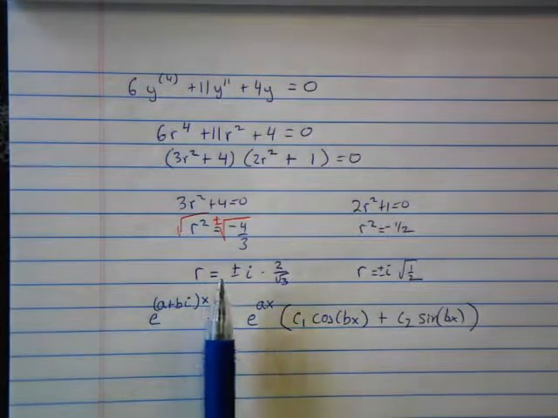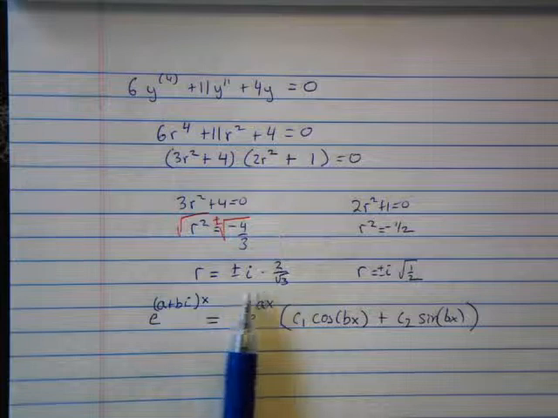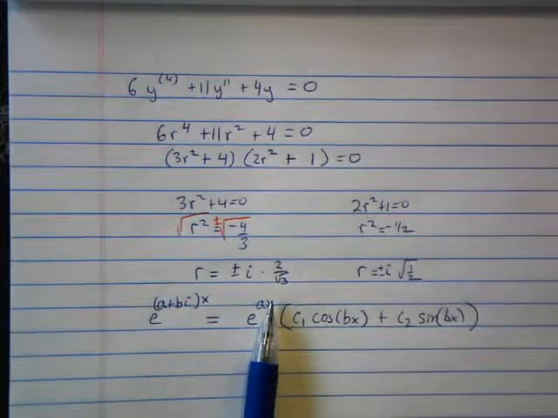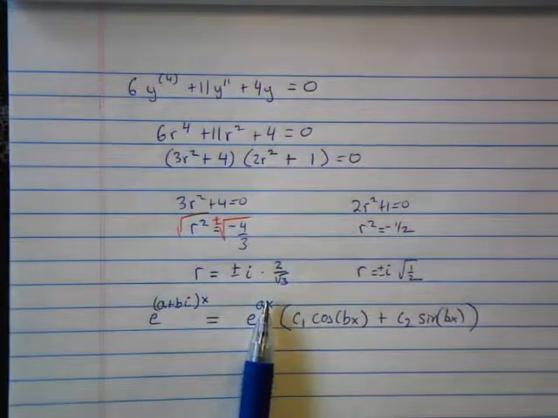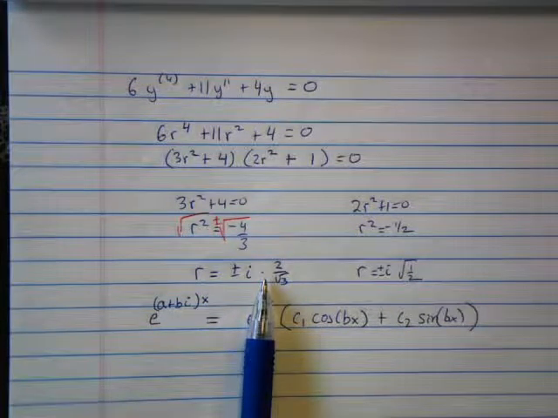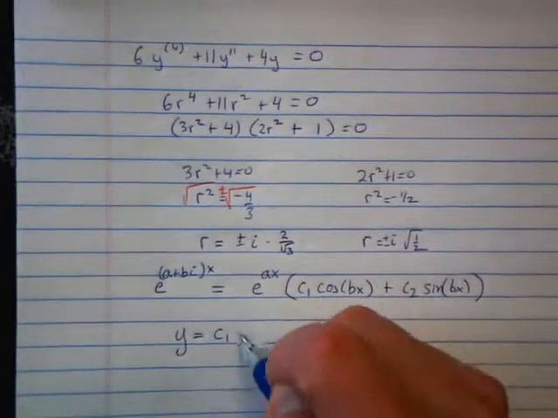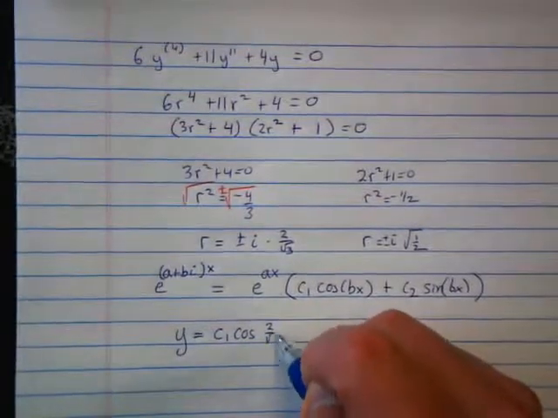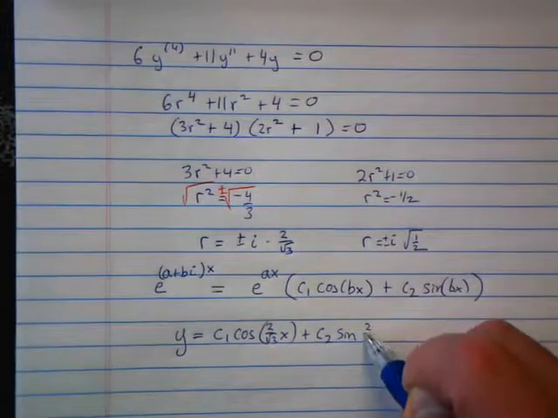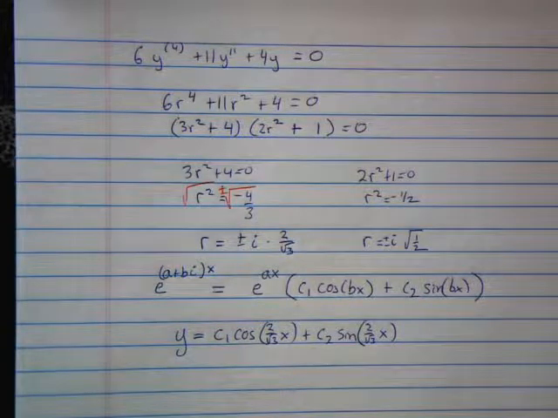So let's look at our complex numbers here. For this complex number, what's the a value? A is 0 because there's no real number sitting out front here. So we're not going to have an e to the ax, because e to the 0 would be 1. So our b here is 2 over the square root of 3. So our solution is going to look like y equals c1 cosine 2 over square root of 3 x plus c2 sine 2 over square root of 3 x. So there's 2 of our answers.